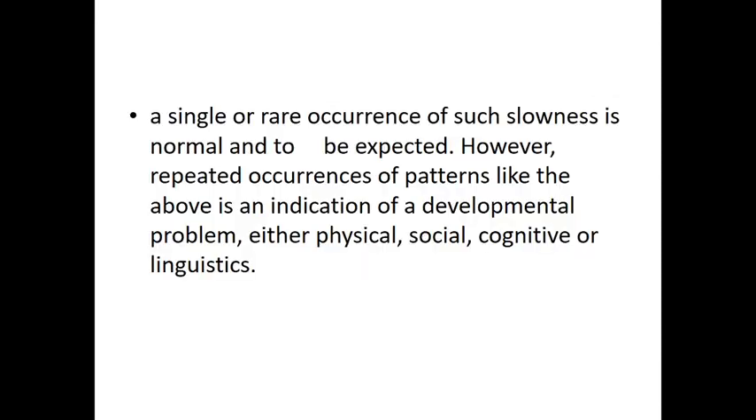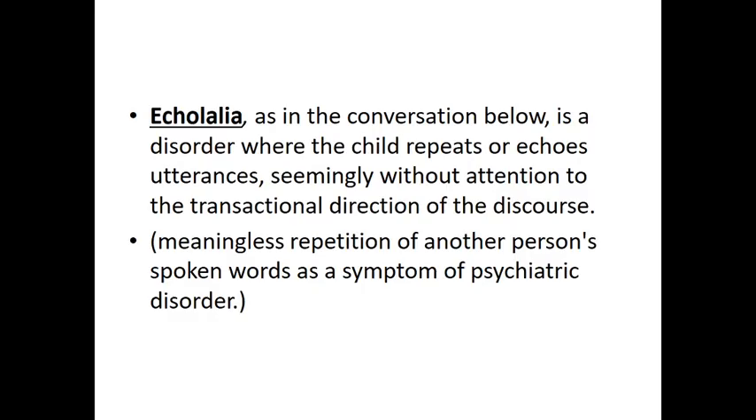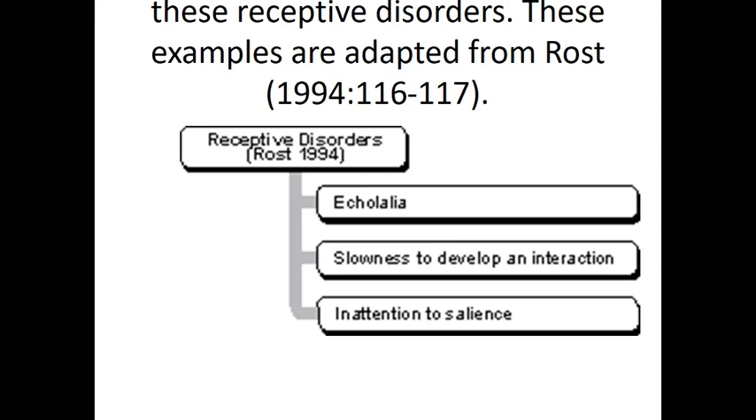A single or rare occurrence of such slowness is normal and to be expected, of course. However, repeated occurrences of patterns like the above are an indication of a developmental problem, either physical, social, cognitive, or linguistic. So these two that we discussed are due to those reasons: physical, cognitive, linguistic, and all that. Due to all these things, there are these three problems.